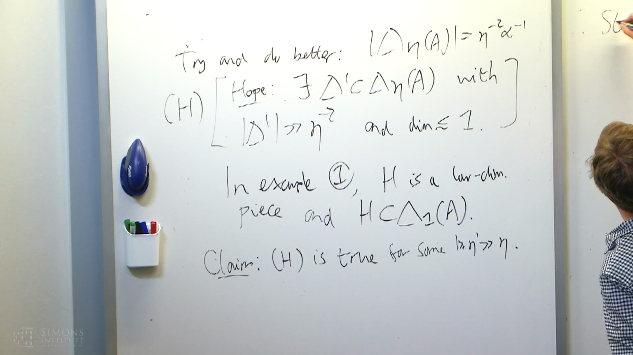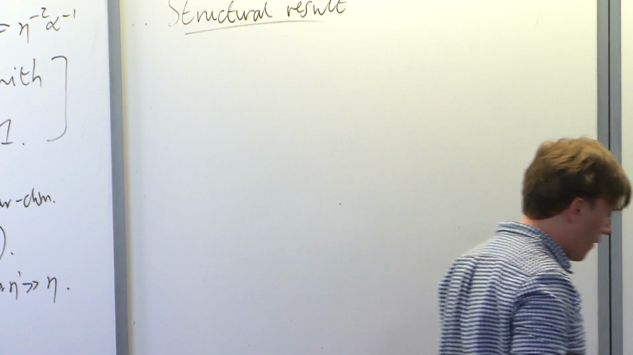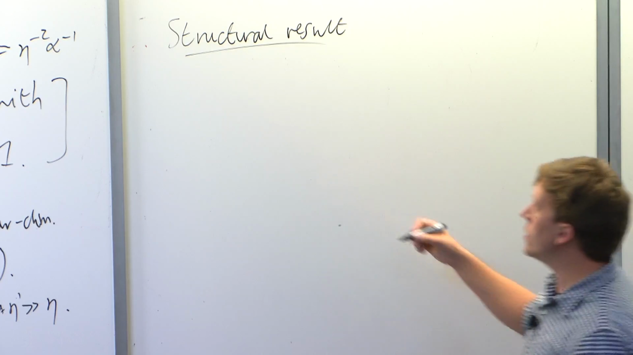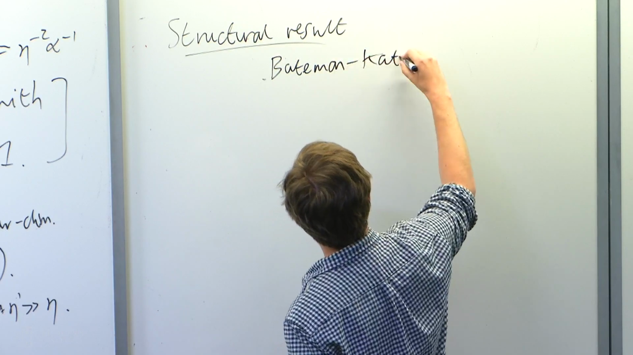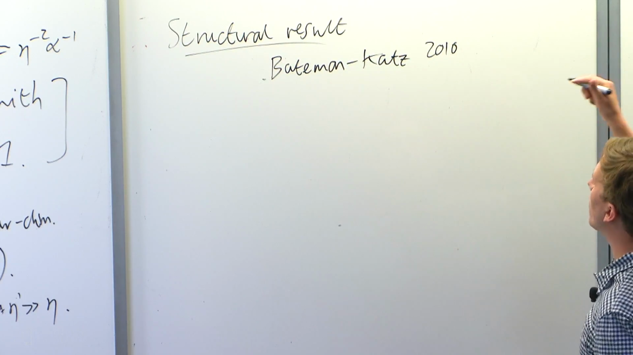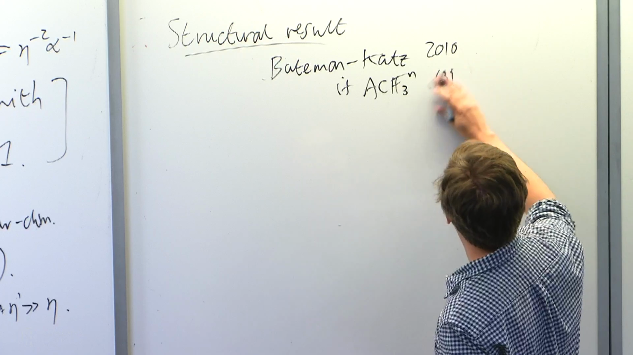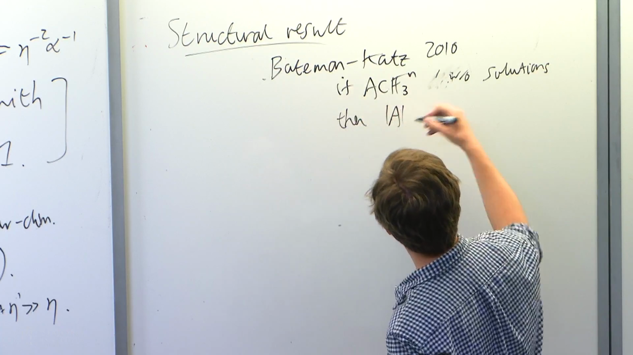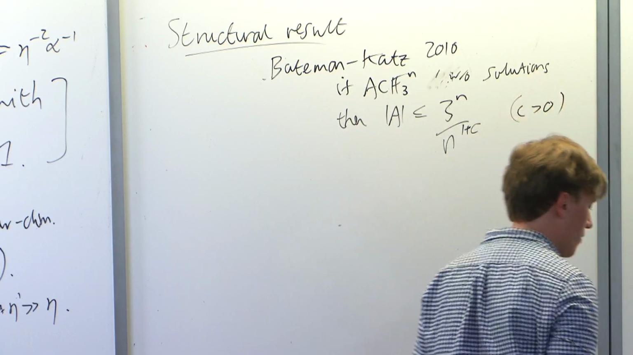So first let me state the structural result, or make some remarks about it. And this is a result along the lines of what I said earlier, that if you have a large spectrum which is very large as a set, it's either this or that. You can actually say what it looks like. And the first result of this type was obtained by Bateman and Katz in 2010, where they used it to show that if A is a subset of F3 to the n without solutions, then the size of A is at most 3 to the n over n to the 1 plus c, with c bigger than 0.